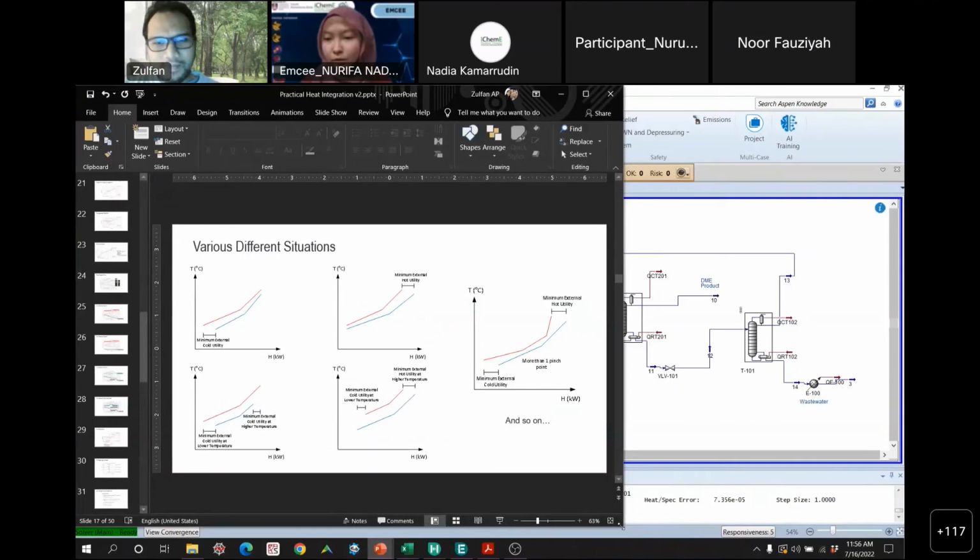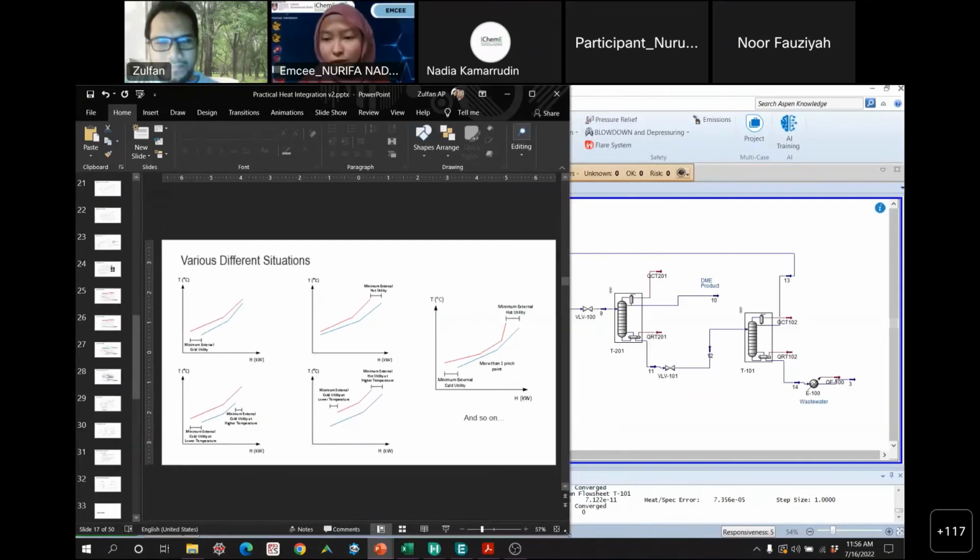Okay, thank you, Doctor. Moving on to the second question. Physically, a chemical plant complex is very huge. Is it practical to integrate the heat from a stream located at the beginning with a stream located towards the end of the plant?